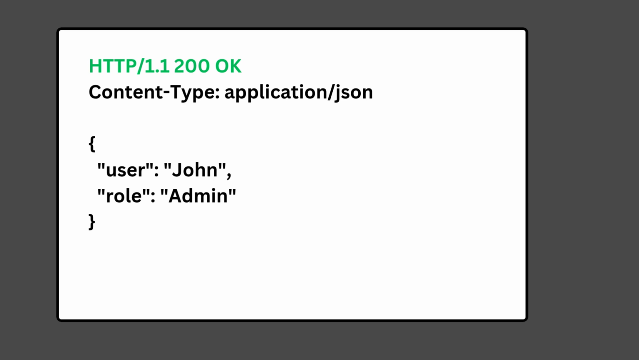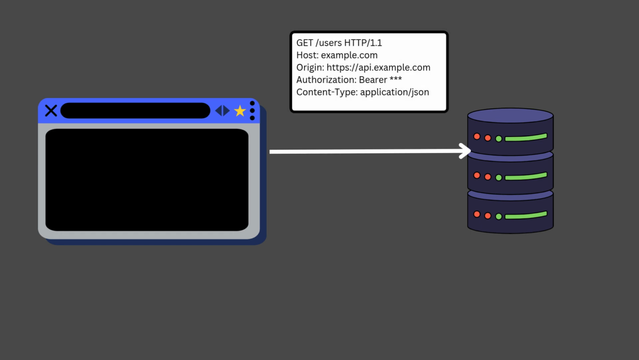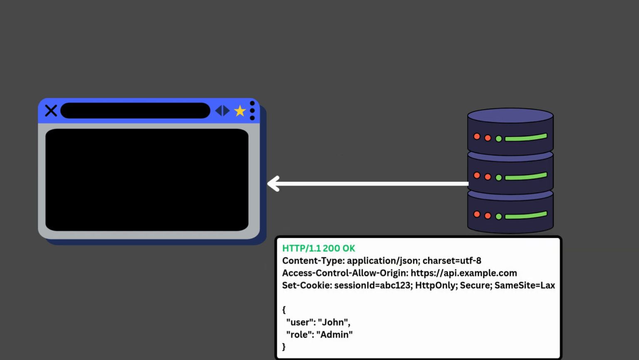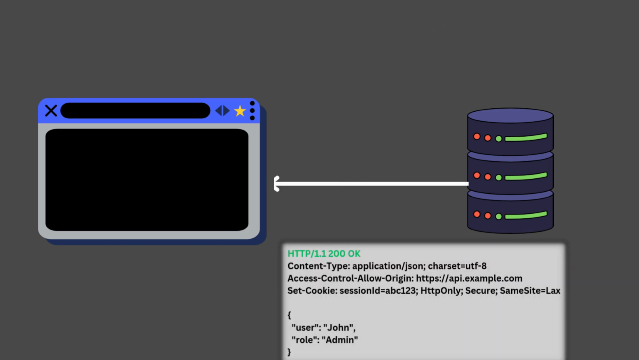Now let's look at the response. When the server responds, it also includes headers along with the data. These headers describe the response. For example, content type tells what kind of data is returned. Cache control tells the browser how long the response can be reused. Set-Cookie allows the server to store data in the browser. So communication between the browser and server is not just data exchange. It is a structured conversation using requests and responses, both carrying important metadata.